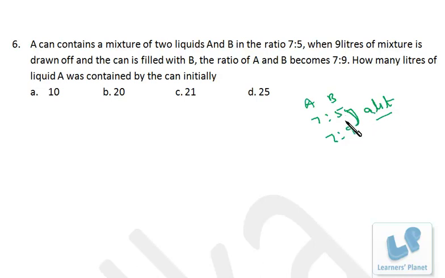That means this 4 part, 5 to 9, this 4 part is actually 9 liters. 4 parts is 9 liters. So this mixture, that is after we throw off 9 liters, is actually 12 parts. So if 4 parts is 9 liters, 12 parts must be 27 liters. This is the mixture after we throw off 9 liters, right?